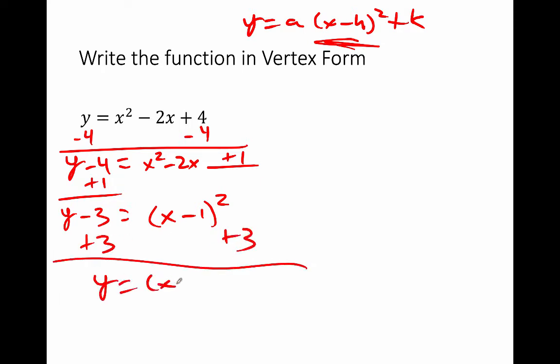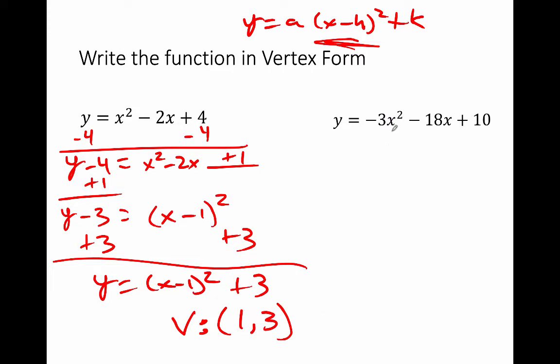Now we're ready to bring it back. Y equals x minus 1 squared plus 3. The vertex is 1, 3. The axis of symmetry is x equals 1. It opens up. This is a minimum. So this is a much better way to find vertex form and to graph than the way we did it earlier in the chapter.